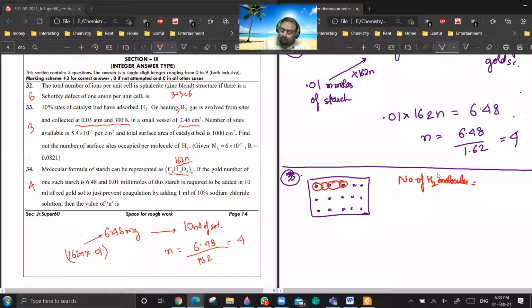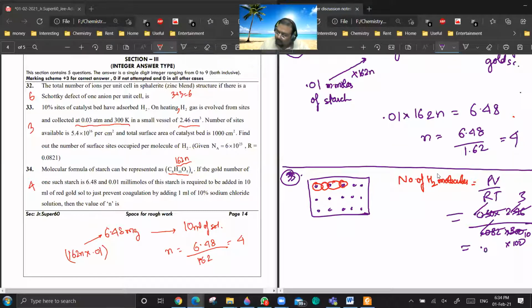So what is the number of H2 molecules? It will be PV by RT. Yes or no? Pressure 0.03 into volume is how much? V is 2.46, by R is 0.082 into T is 300. Okay, so if you cancel out into 100, then this will go like 3 times, and this will go like 10 times. So it is basically 0.003 moles.